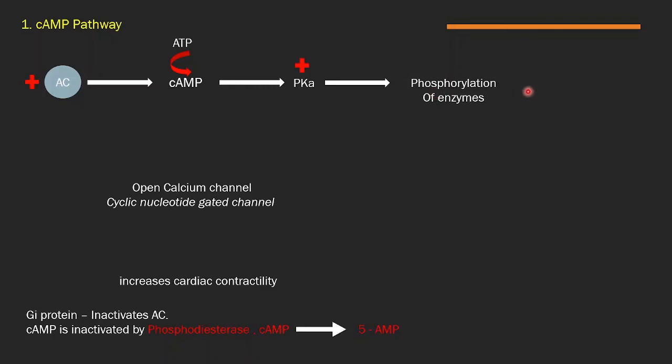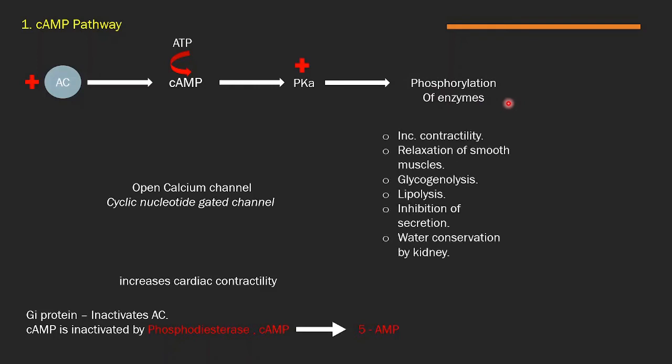So after phosphorylation of enzyme occurs, these are the following responses that can be seen. First, increased contractility, then relaxation of smooth muscle, glycogenolysis, lipolysis, inhibition of secretion, water conservation by kidney. Also, the cAMP can directly open up the calcium channel, the cyclic nucleotide gated channel, which will in turn increase the cardiac contractility.